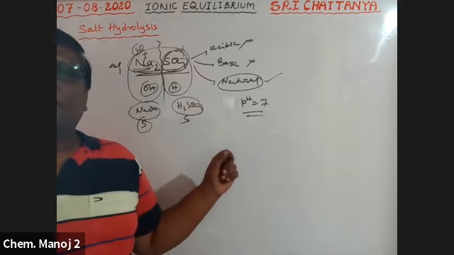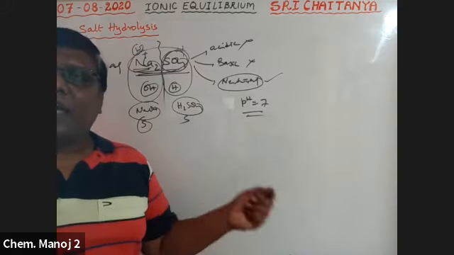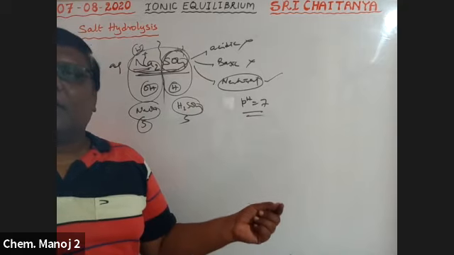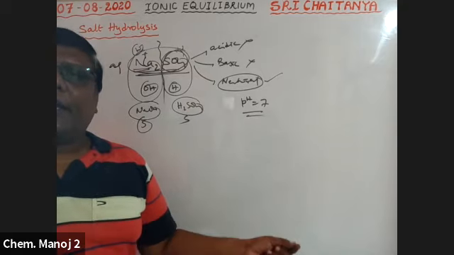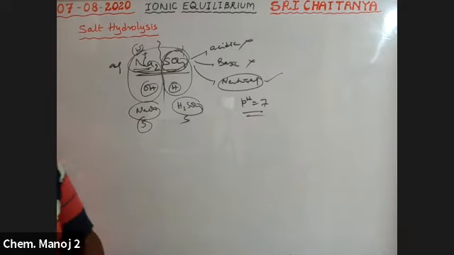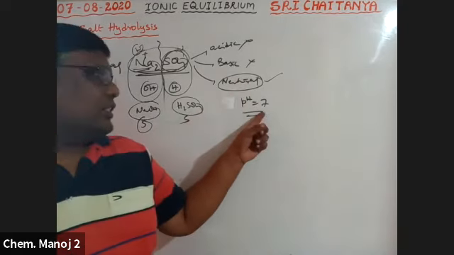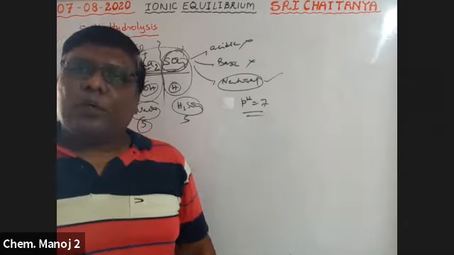The salts which are coming from a strong acid and a strong base are not hydrolyzed. No cationic hydrolysis takes place, no anionic hydrolysis takes place. The pH is equal to 7 because the solution is neutral.